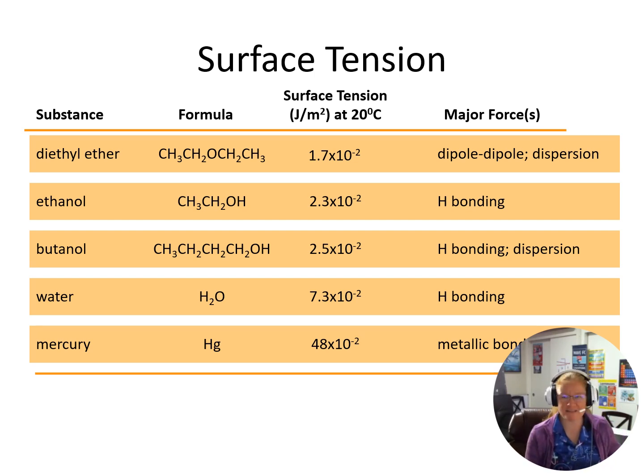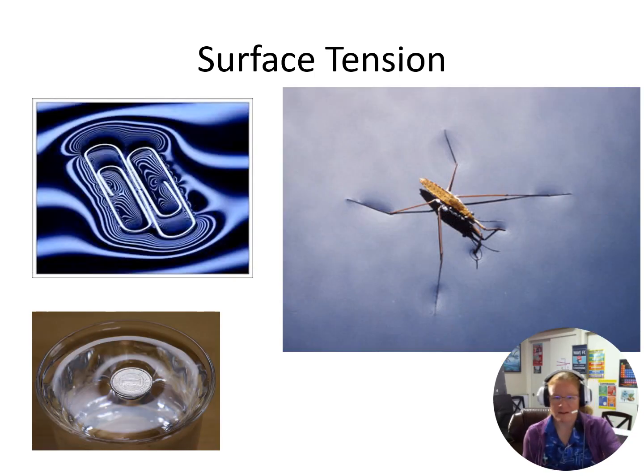Okay, water has the next highest surface tension with its very strong hydrogen bonds. So the stronger the intermolecular force, the stronger that surface tension is going to be. And then with the surface tension of water, you can get stuff to interact with the surface of water.